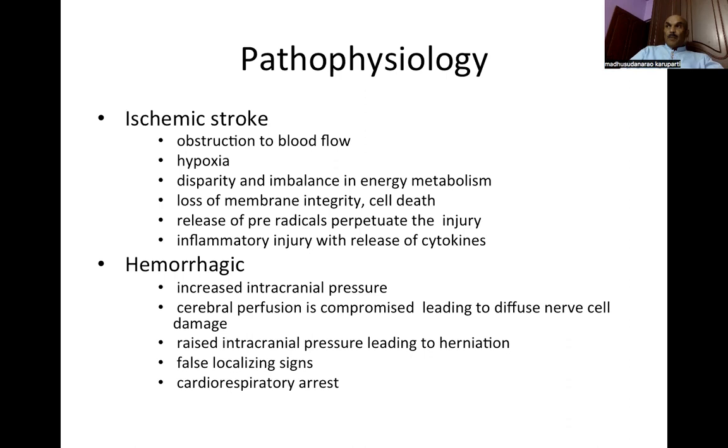Ischemic stroke is because of the obstruction to blood flow. And there is a gradual deprivation of the oxygen supply to the nerve cells. As I told you, nerve cells are very sensitive to hypoxia. Okay. Once there is hypoxia, there is not adequate aerobic glycolysis. There is anaerobic glycolysis that results in lactic acidosis, a release of acid radicals. At the same time, there is a reduced production of ATP and energy metabolism is imbalanced. That results in the loss of integrity of the cell membrane.